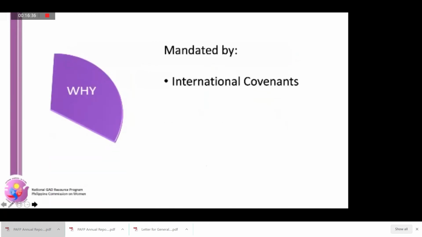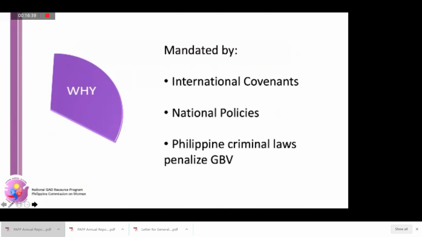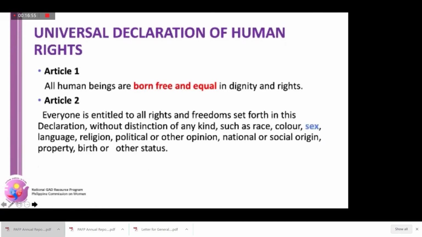So why? First, or most importantly, because to be sensitive about gender is mandated by law. First, by international covenant. Second, by national policies. And like what I mentioned, a lot of criminal laws in the Philippines penalize gender-based violence. There are a lot of international covenants which talk about gender sensitivity and the importance of it. The importance that gender sensitivity has, or being gender sensitive, can be found in no less than the international covenants that the Philippines is a signatory to.